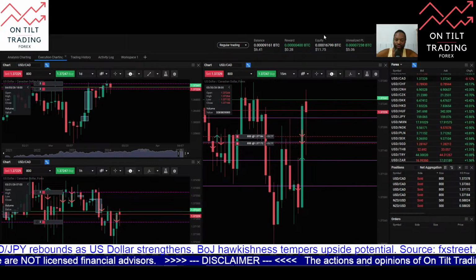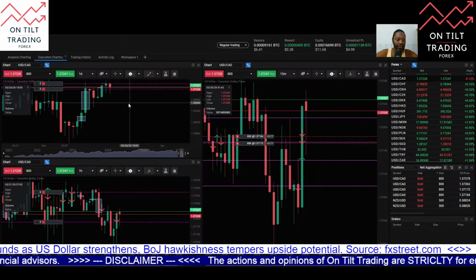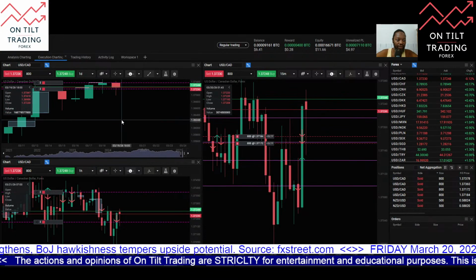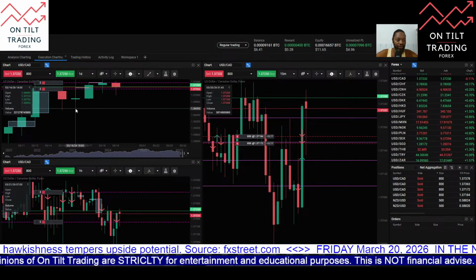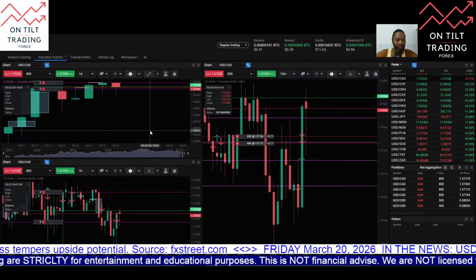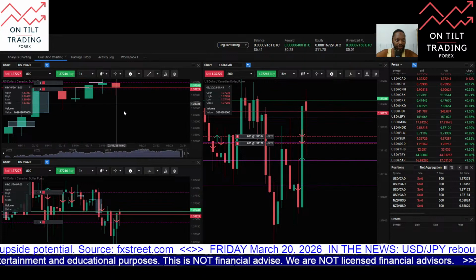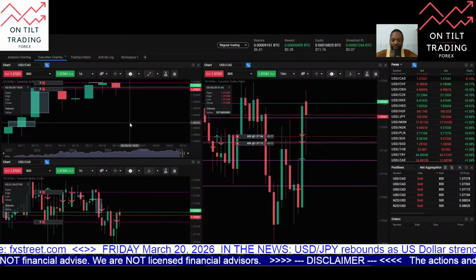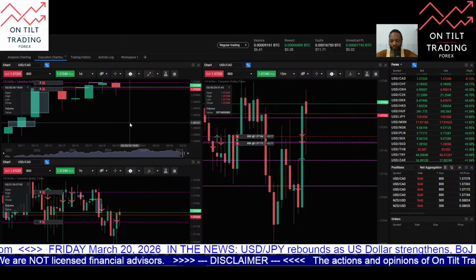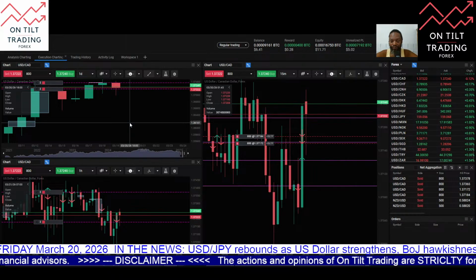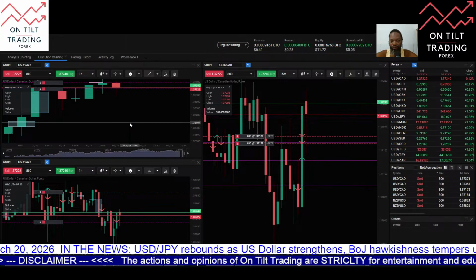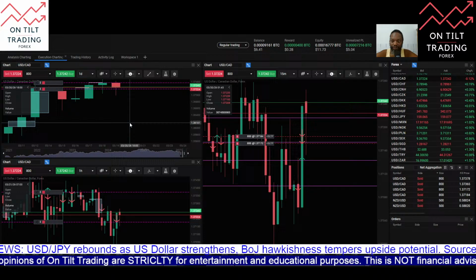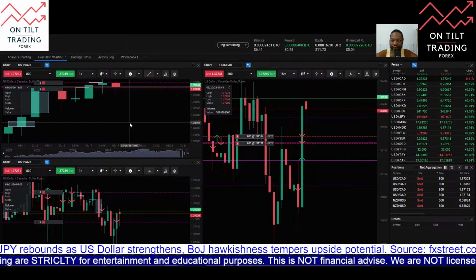And this will give more information on whether or not price is seeking this swing low here on the daily chart, or if price is satisfied with this sweep of the daily candle from yesterday. Price consolidating here at the 137,220 level.